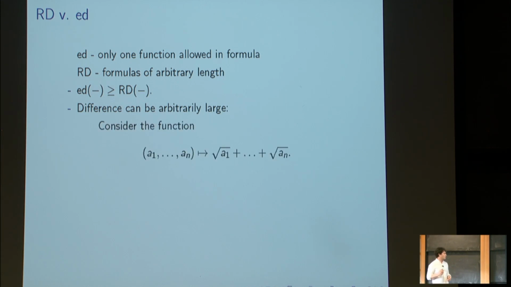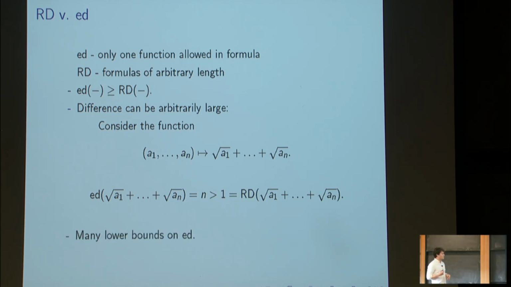A good example to keep in mind is here's a nice algebraic function. Just take some independent square roots and sum them. And the essential dimension is provably the number of square roots. But it's solvable in radicals. So the resolvent degree is 1, and the difference, just pick a big n.